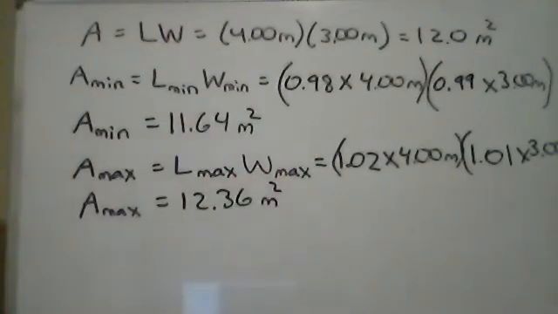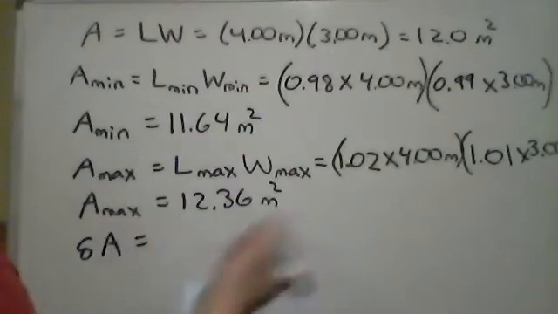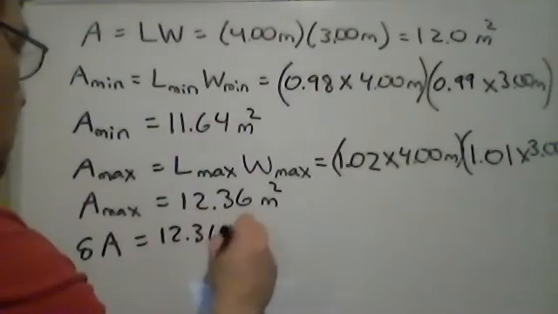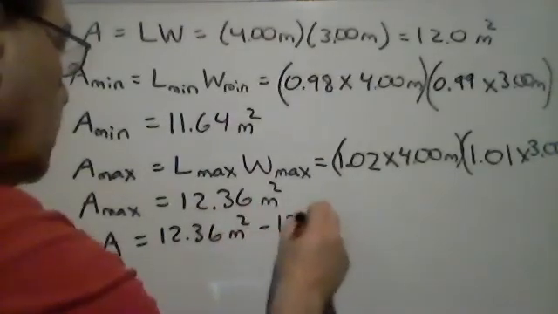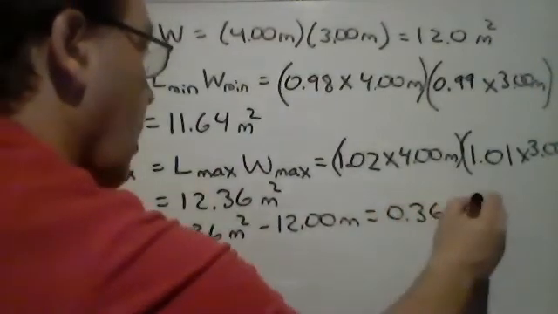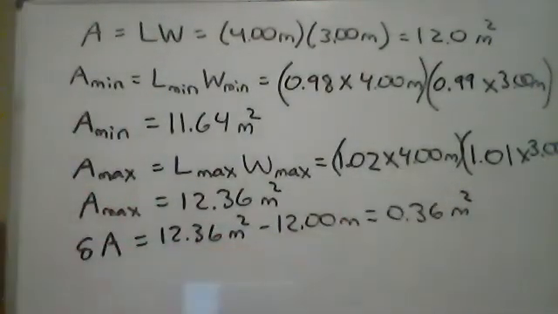Let's take a look at what our delta is. Notice that the minimum is 0.36 meters squared below the nominal, and the maximum is 0.36 meters squared above the nominal. So anyway you look at it, my delta area is going to be, I'll just pick one, 12.36 meters squared minus 12 meters squared, or 0.36 meters squared. That's my uncertainty.